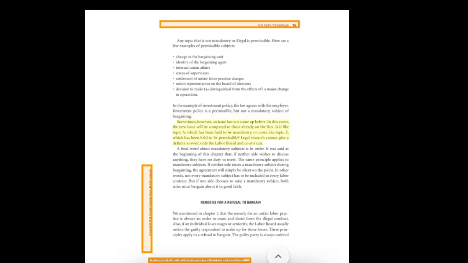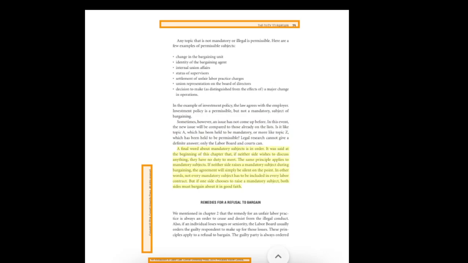Sometimes, however, an issue has not come up before. In this event, the new issue will be compared to those already on the lists. Is it like topic A, which has been held to be mandatory, or more like topic Z, which has been held to be permissible? Legal research cannot give a definite answer, only the labor board and courts can.